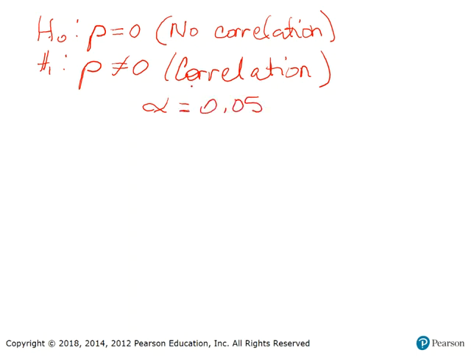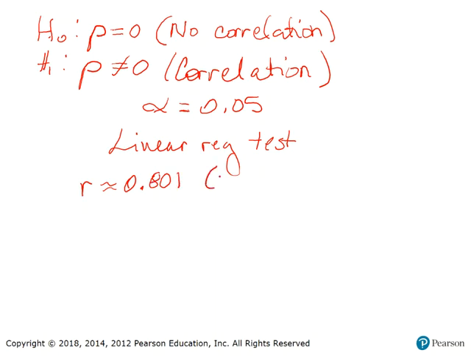In the question, it told us to use an alpha of 0.05. So using our calculator or our StatDisk, we're going to run the test. We're going to run a linear regression test. We come up with an R value of approximately 0.801. To be more exact, it was 0.8006078, but we round to 3 places. We end up with a p-value, which shows a bunch of zeros, so we call that 0 plus.